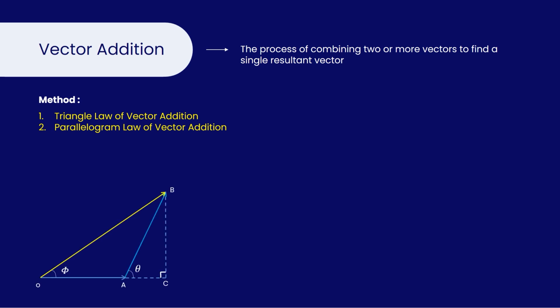The first diagram represents the triangle law. Look at the first diagram. Vector B starts from the head of vector A. The resultant vector R is drawn from the start of A to the end of B.